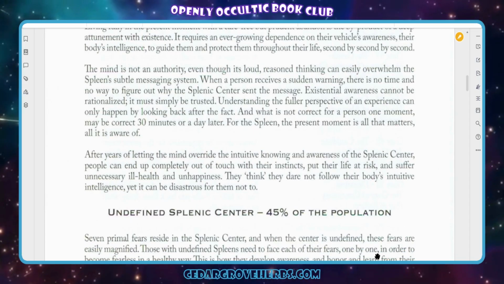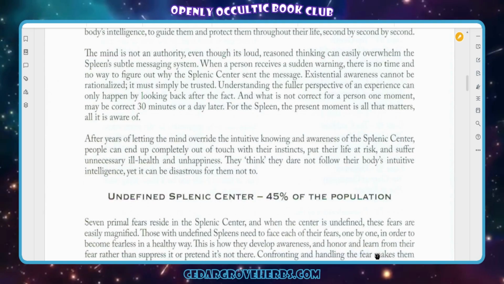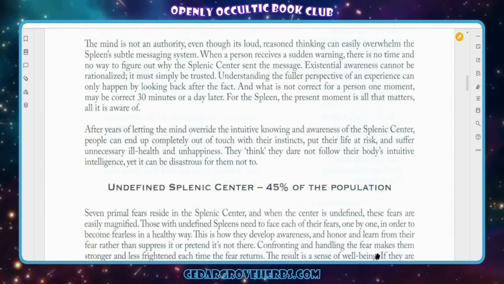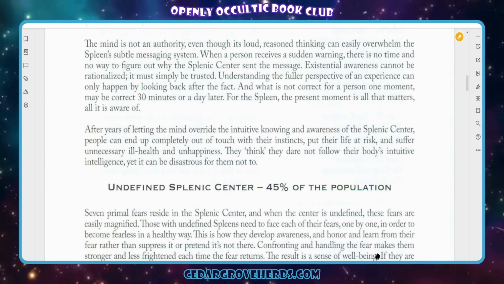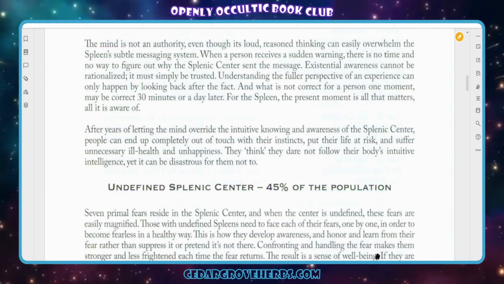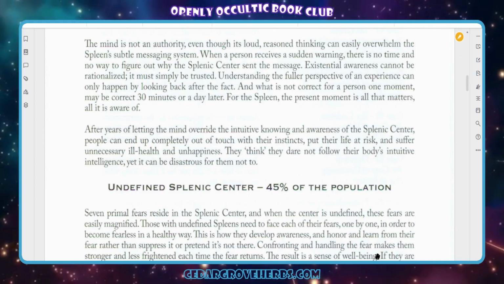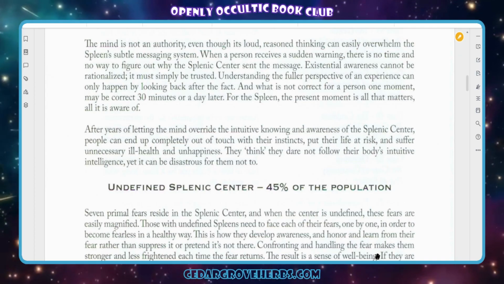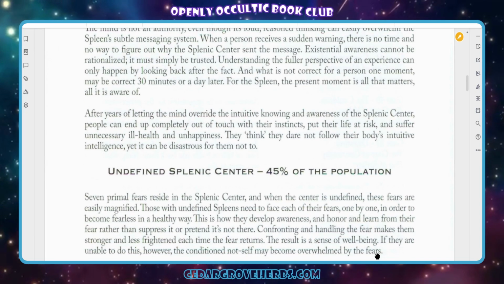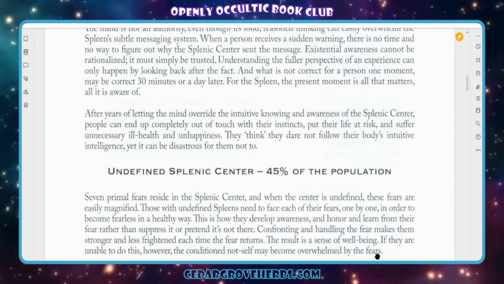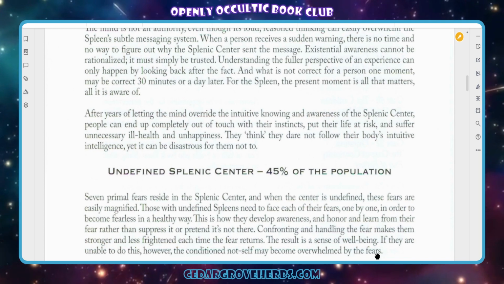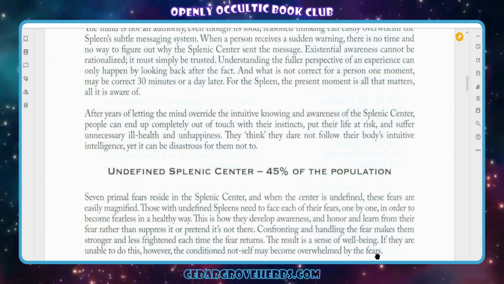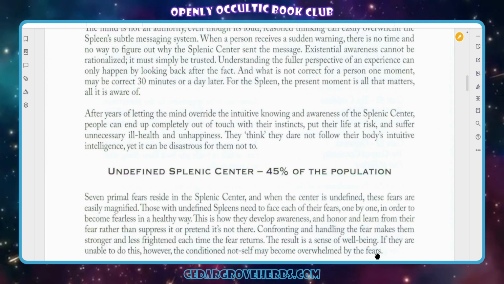The mind is not an authority, right? We already read that. Okay, so what's not correct for a person one moment may be correct 30 minutes or a day later. For the spleen, the present moment is all that matters, all it is aware of, right? It's only going to tell you once. I'm glad I listened because I could have been beat up. Shoot, he beat up his mom. That's so sad. I hope she's okay.